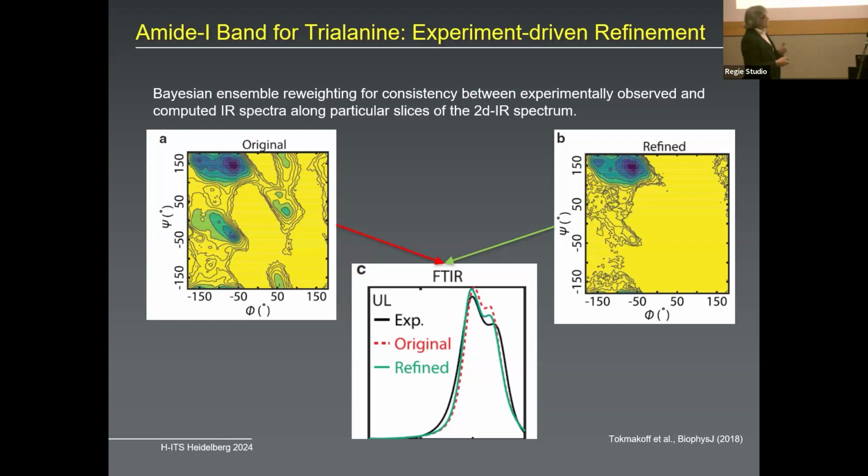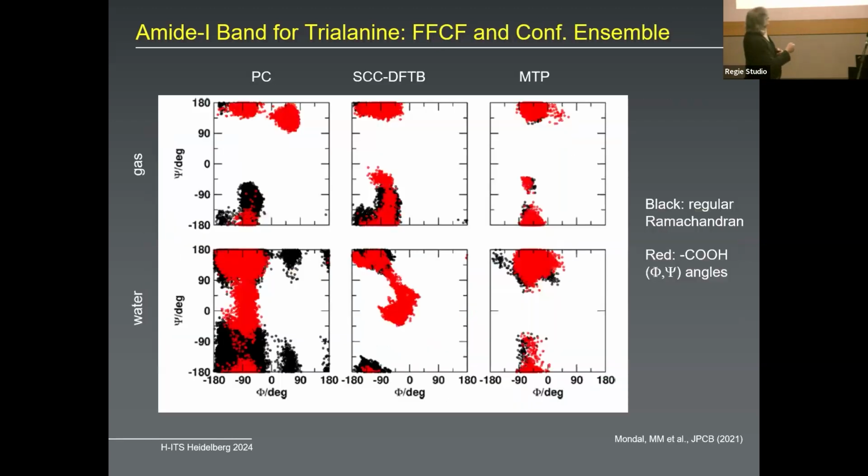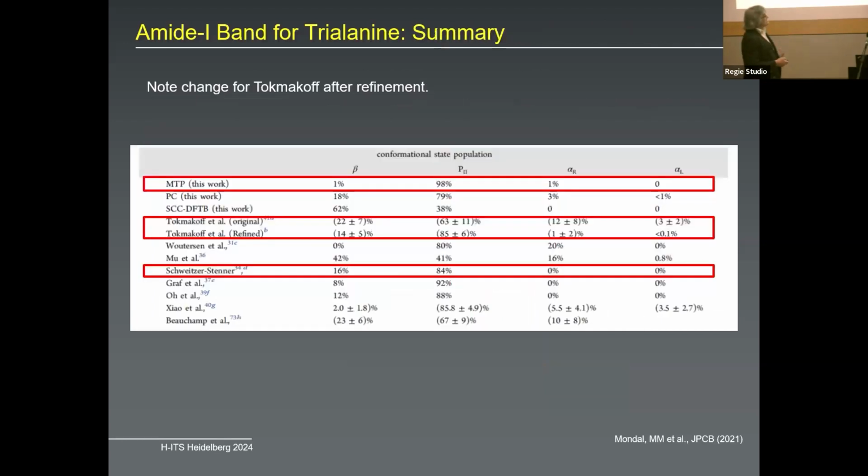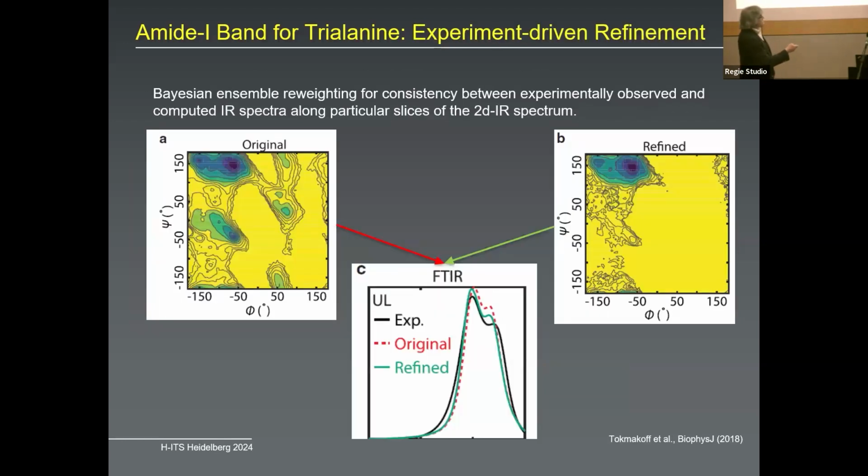And then he did something very interesting. He used Bayesian statistics to refine his map to compute the underlying infrared spectrum. So he used the infrared spectrum as a constraint on his Ramachandran map, and this is what he came out with. And this is rather comparable to what we find here from the multipolar simulations.